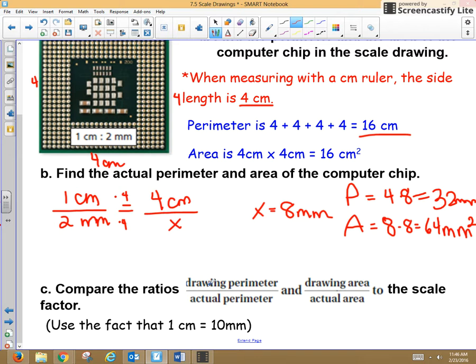Now for C, you can compare the ratios of drawing the perimeter to the actual drawing. So in the drawing, the perimeter was 16, and in the actual real life, it's 32. So 16 over 32 is 1/2. In the drawing the area was 16, and then it changed to 64. Now, there is one part that we need to consider, and we have to use the fact that 1 centimeter is really equal to 10 millimeters. So we need to get this in common terms.